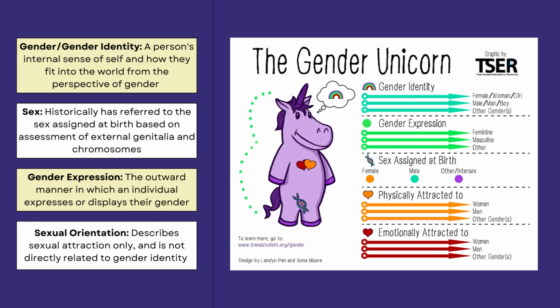Notice here that gender identity, gender expression, and physical and emotional attraction exist on a continuum. So a person will fall along the length of an arrow rather than checking off a single box or category. This gender unicorn graphic can be a helpful way to conceptualize how each of these identities exist separately, but come together to form an individual's holistic self-image.